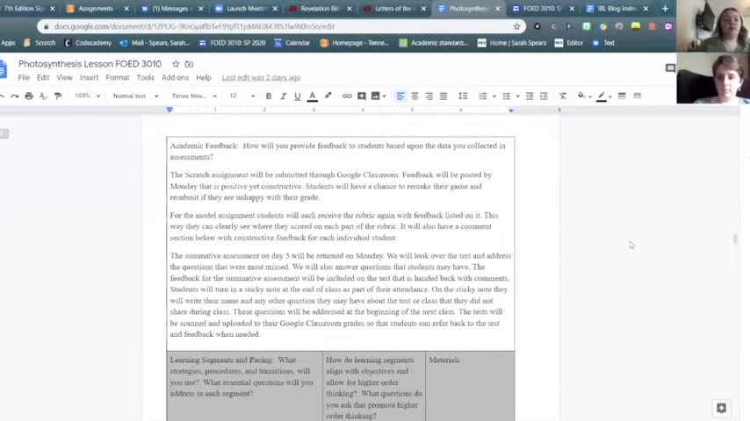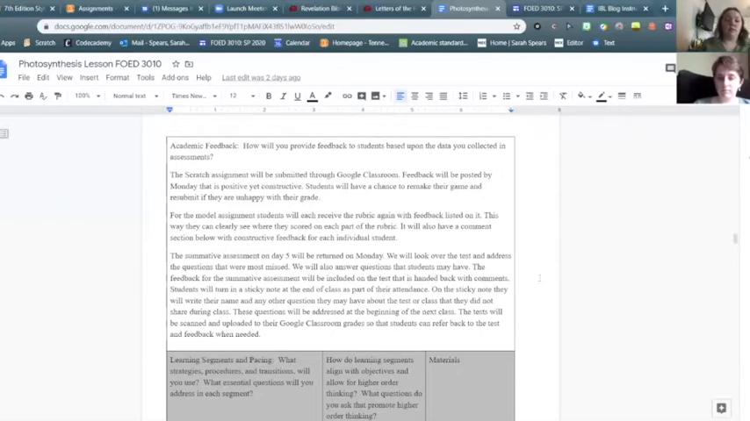A student will have the chance to remake their grade and resubmit it if they don't like their grade, because we aren't trying to set our kids up for failure. We really want them to succeed, so we want to be able to give them those resources to do so.